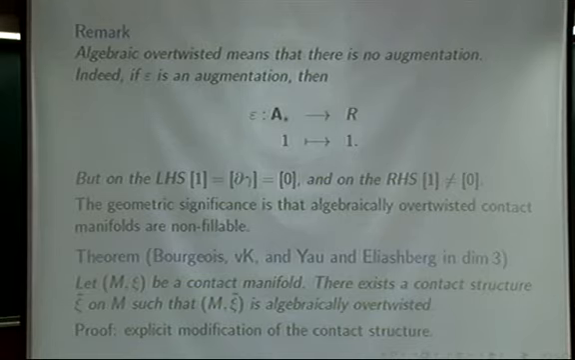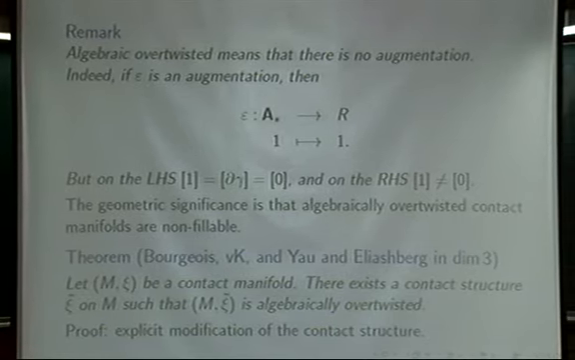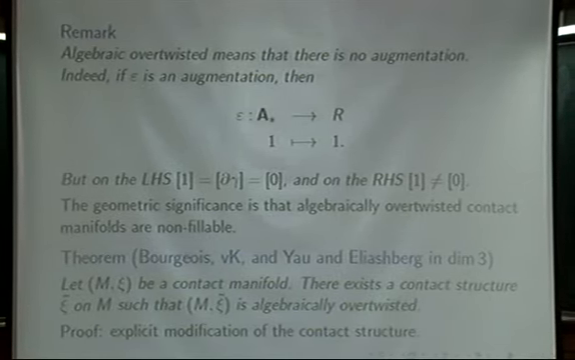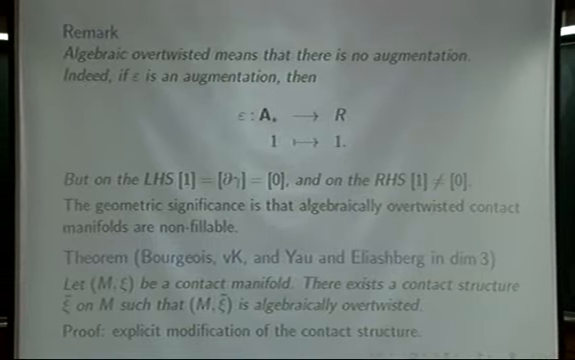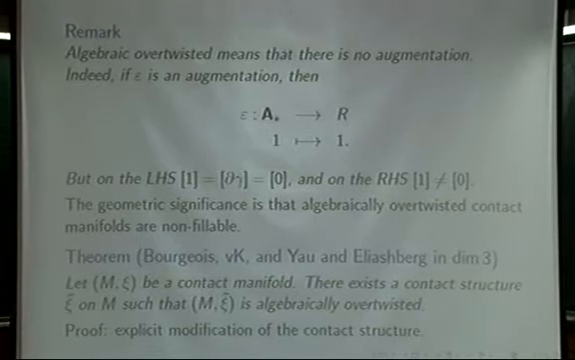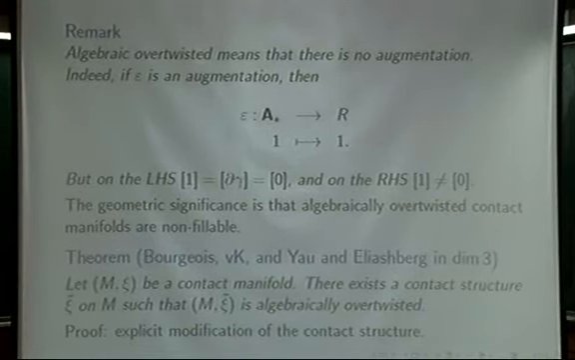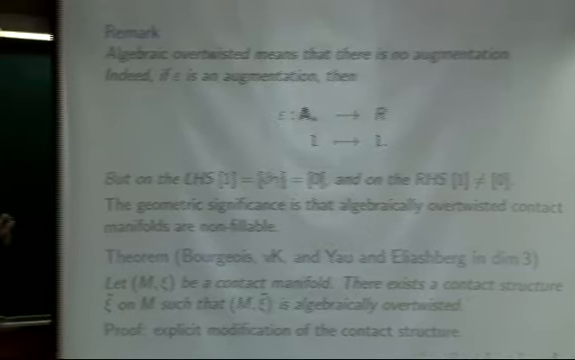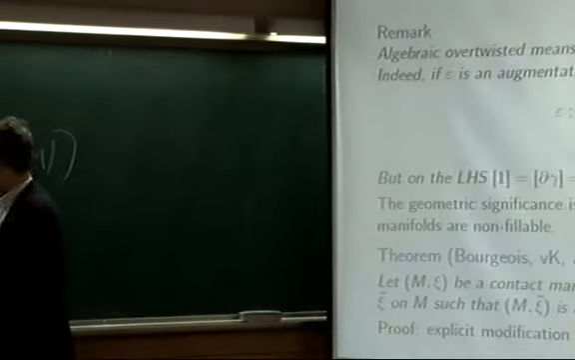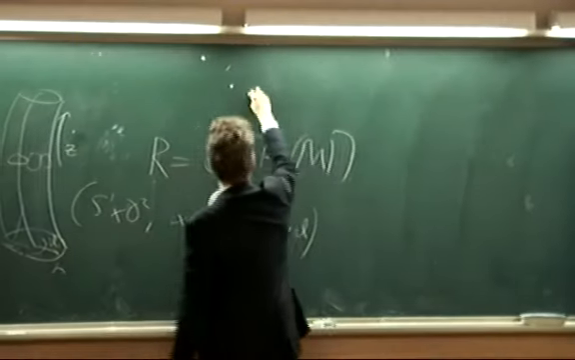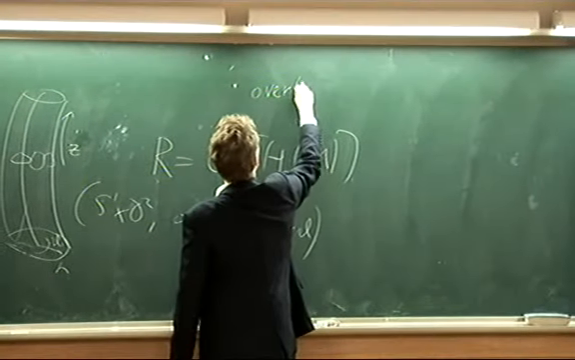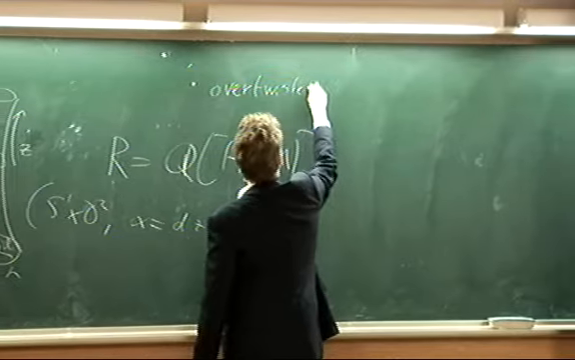What's the dimension of the manifold? It works in any dimension, although in dimension 3 the construction looks like this. In higher dimensions the construction is considerably more involved. So what is the relationship between over-twisted and algebraically over-twisted? The relation is, over-twisted implies algebraically over-twisted.